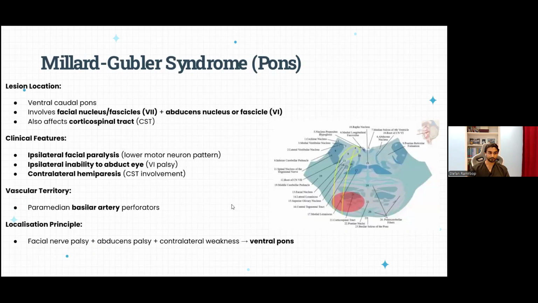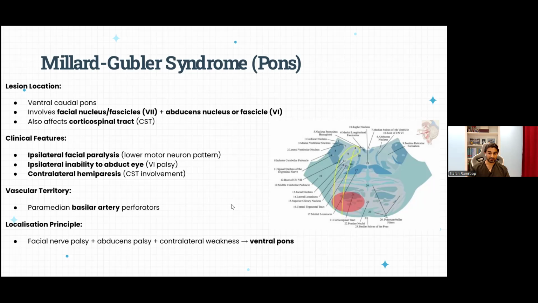Then we move on to syndromes affecting the pons. The first one we're looking at is Millard-Gubler syndrome, which has a highly recognizable triad in the sense that it involves the facial nerve fascicles, the abducens fascicle or nucleus, and the corticospinal tract running ventrally. So this results in a consistent pattern where you have an ipsilateral facial paralysis in a complete lower motor neuron distribution. This distinguishes pontine lesions from supranuclear lesions, which typically spare the upper face. Second, you're going to have an ipsilateral abducens palsy, reflecting involvement of the sixth fascicle or the nucleus itself.